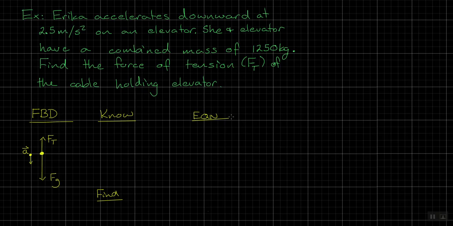Can you give me one of the knowns, Nick? We made eye contact there. The mass. So they're mass together. I'm not even going to bother writing combined or anything. What is the mass of the object or the system that we're looking at? 1,250 kilograms. Cool. Is there anything else that we know? We know acceleration. And let's say acceleration is what? Negative 2.5 meters per second squared.